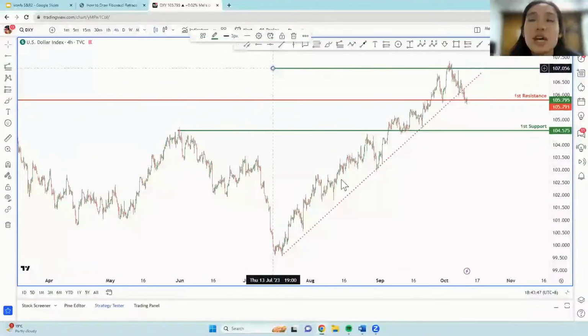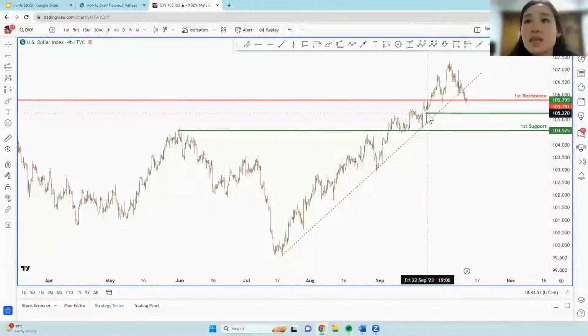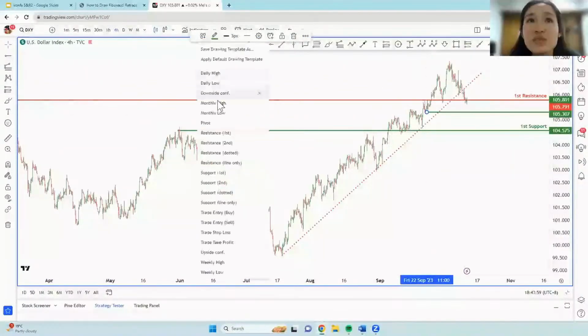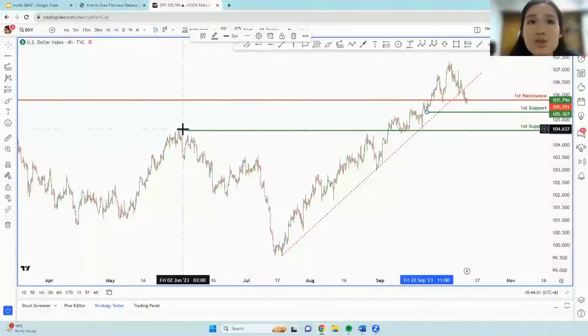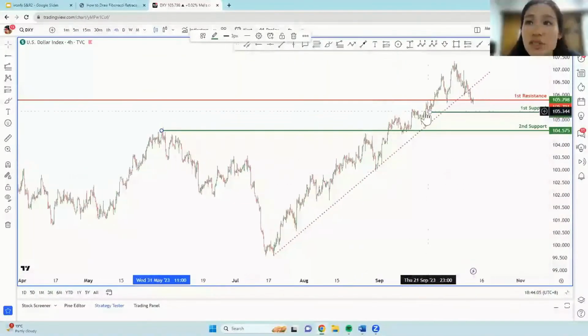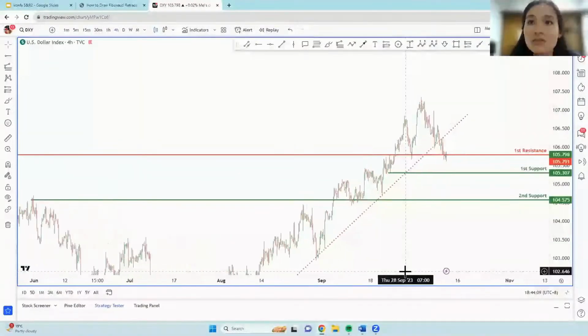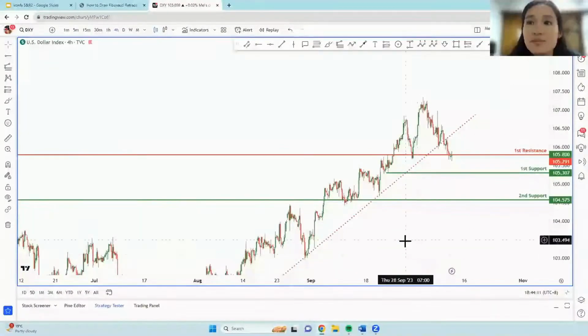Let's see if there are any levels that are closer. Okay, I'll just leave my first support here at this swing low and then change this to second support because this level is closer to my first resistance.